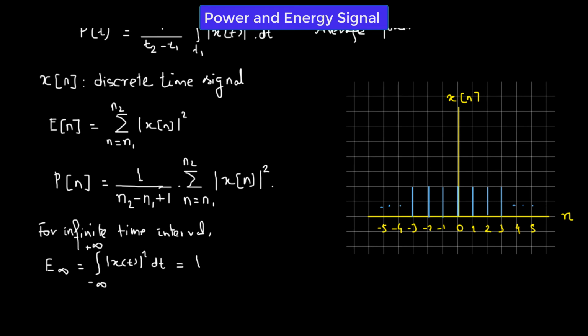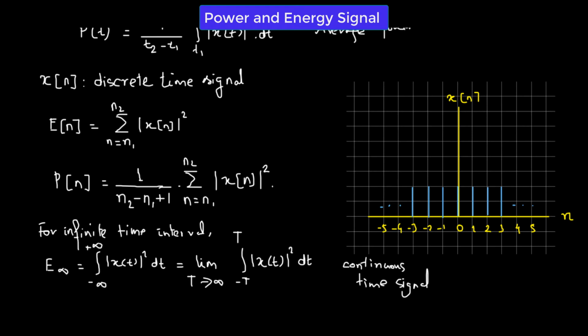However, for calculation purposes, we will be using the limit t going to infinity, and the limits will be from negative t to positive t of the absolute value of x of t squared dt. So this is for the continuous time case, for the continuous time signal.